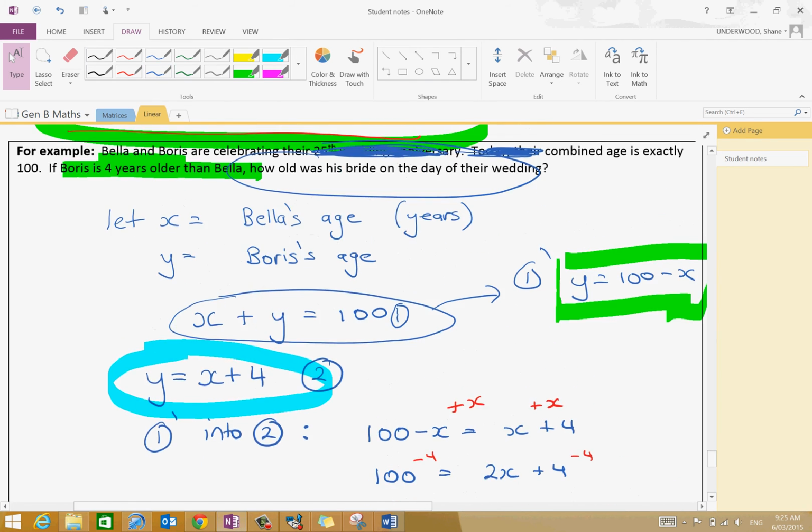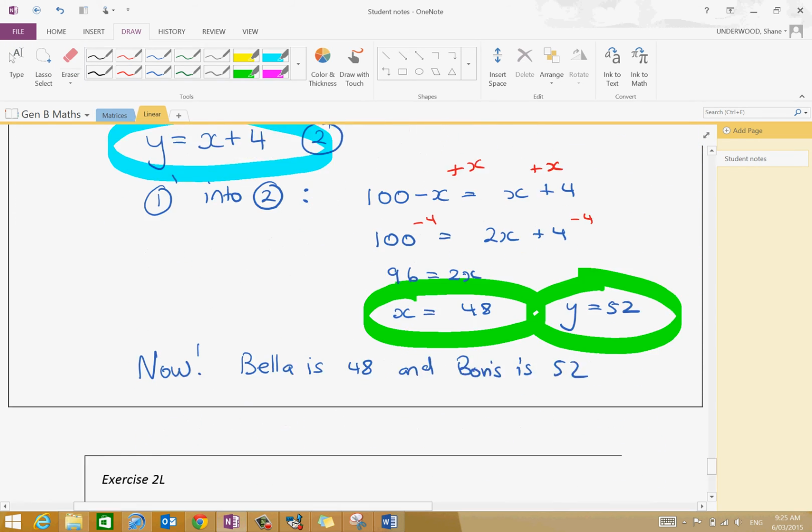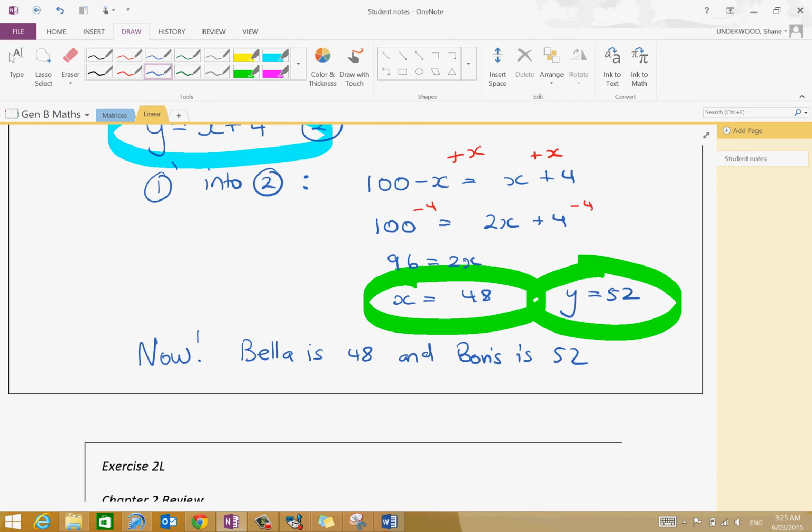So given that their wedding anniversary is... there's a 25, so that was important. Their 25th wedding anniversary. How old was his bride on the day of their wedding? We need to subtract 25. So therefore, Bella was 23. And that's your answer. Okay, are there any questions?